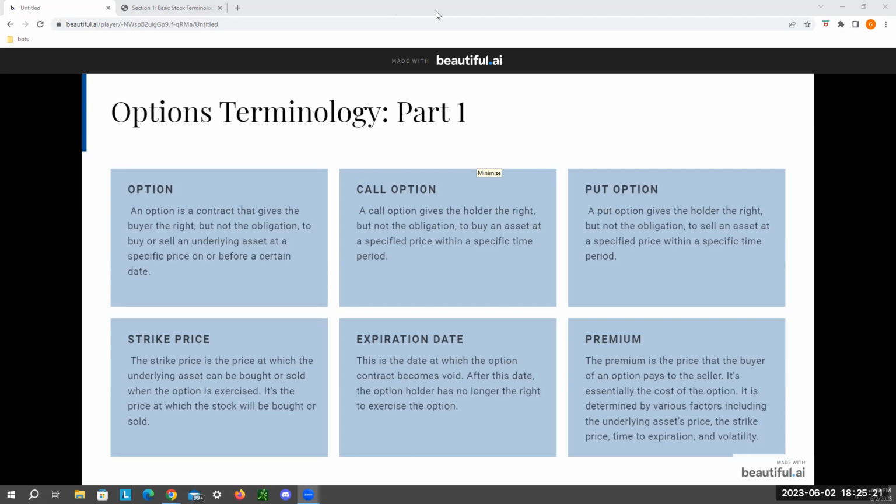So the premium is the price that the buyer of an option pays to the seller. I'll give you another example. Let's say you saw an option contract at 1.50, which would be $150. But the value of those shares is really probably worth 1.10. The premium you're paying is 0.40. So you're paying that person who wrote the contract $40 in premium, right? So already you're down, right?